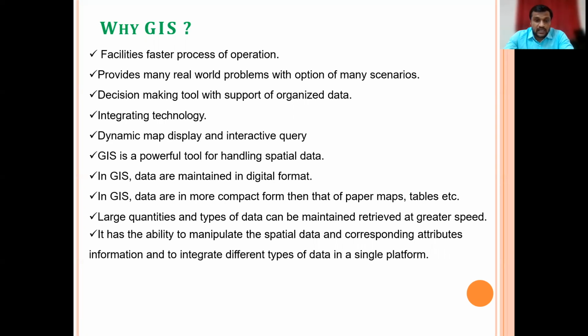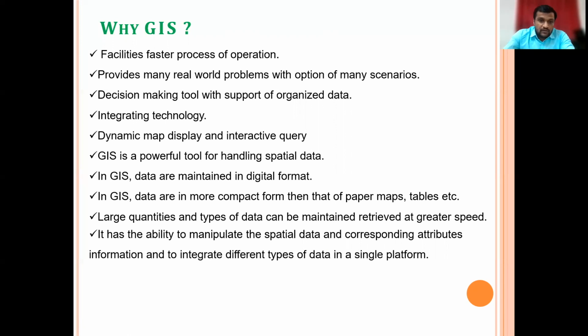So GIS can easily handle and manipulate digital data sets, and it is a kind of data that may be used to produce a paper map and tables. Large quantities and types of data can be maintained and retrieved at a greater speed. So we can process any kind of spatial data at a faster rate, and we can easily manipulate and analyze any spatial data using GIS technology. And also we have the option to manipulate the spatial data and corresponding attribute data.